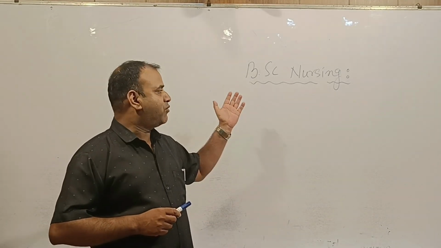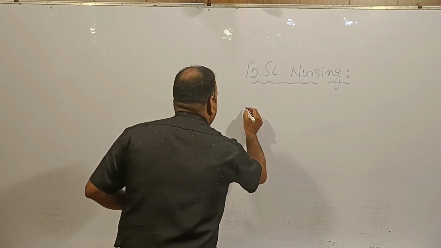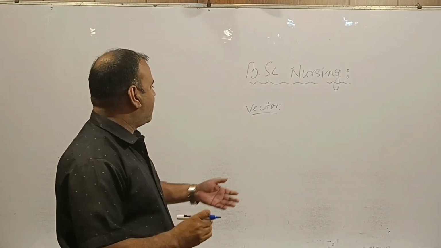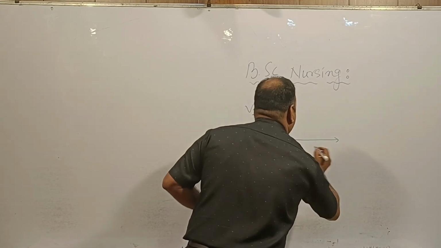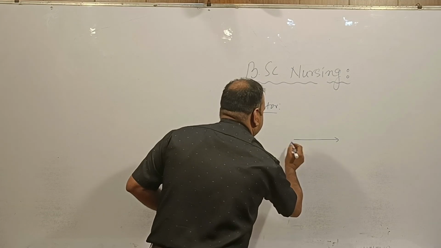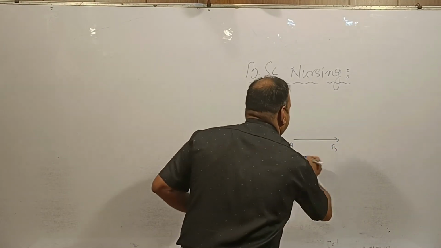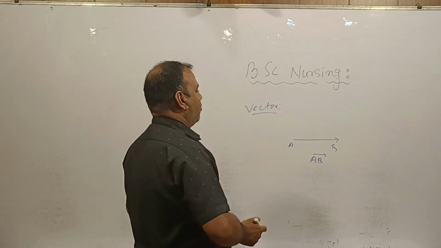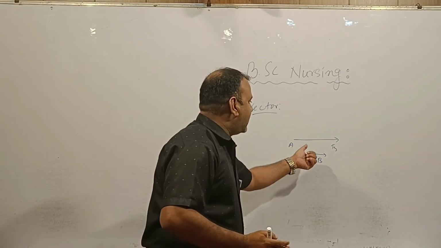So today first I am going to discuss the vector. When I am talking about the vector, what is the meaning of vector? When we talk about the vector, suppose one person is going from one position to another position, from A to B. We can represent this with an arrow, and because there is an arrow we can easily understand that the person is going from A to B.